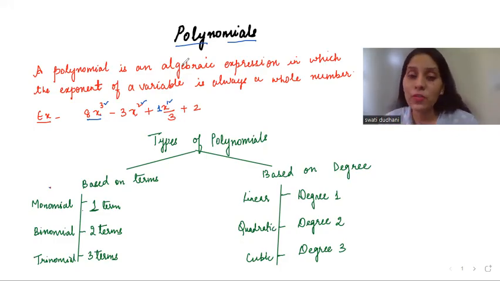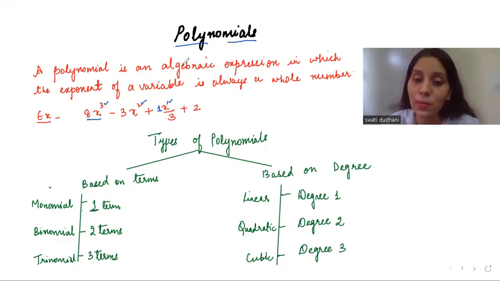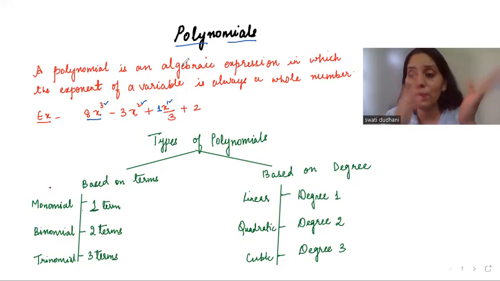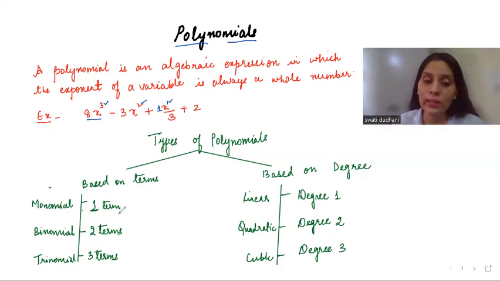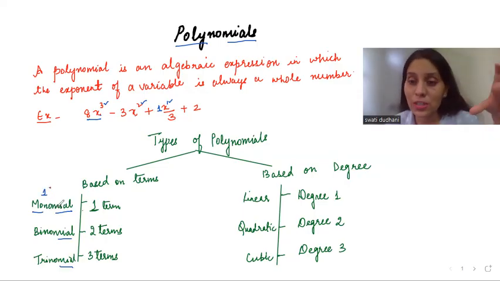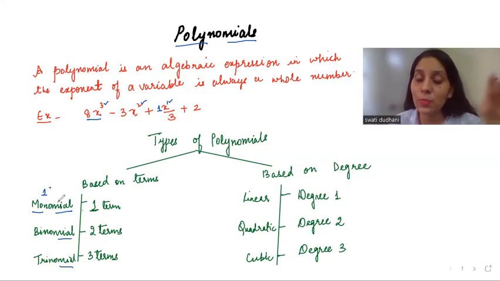Now we have types of polynomials. Types of polynomials have been segregated into two parts. You can divide based on the terms or based on the degree. So firstly, let us see how we divide based on the terms. Now let's say if I have one term, it is known as monomial. See, "nomial" means the terms. Mono means one. So if an expression has one term, it is known as monomial.